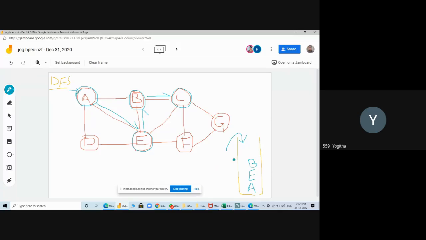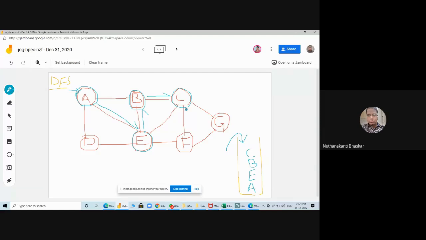Now you have visited C. Then we need to push this node into the stack. Clear? Yes, sir. Now we are at C. Tell me, what are the adjacent nodes of C? B, E, F, G. Out of this, what are the unvisited adjacent nodes? F and G. Then you have two choices. Tell me which node you want to visit now? F.